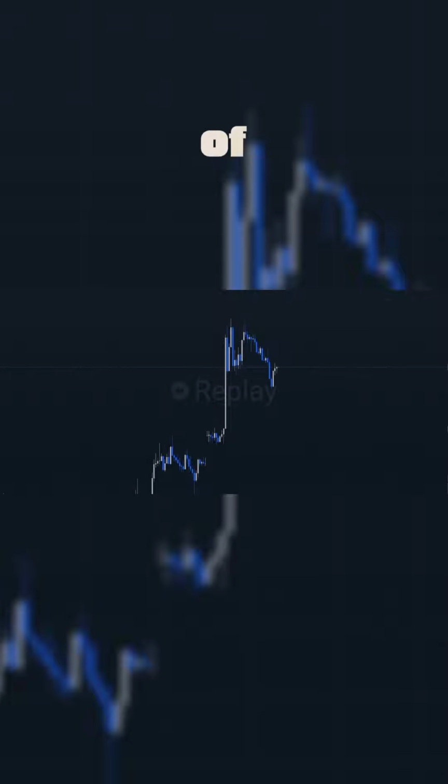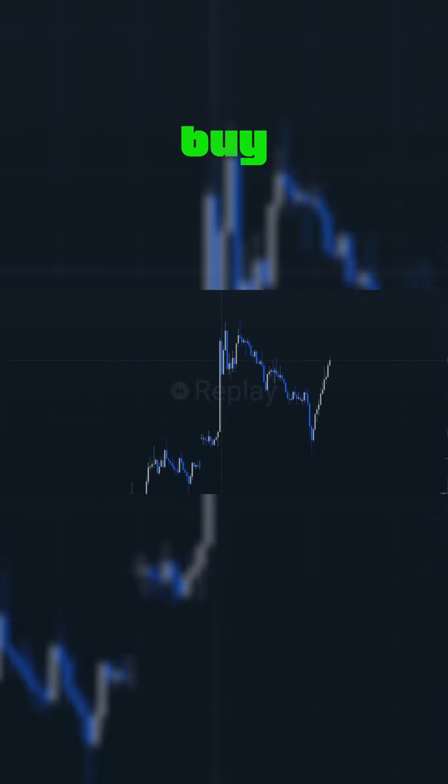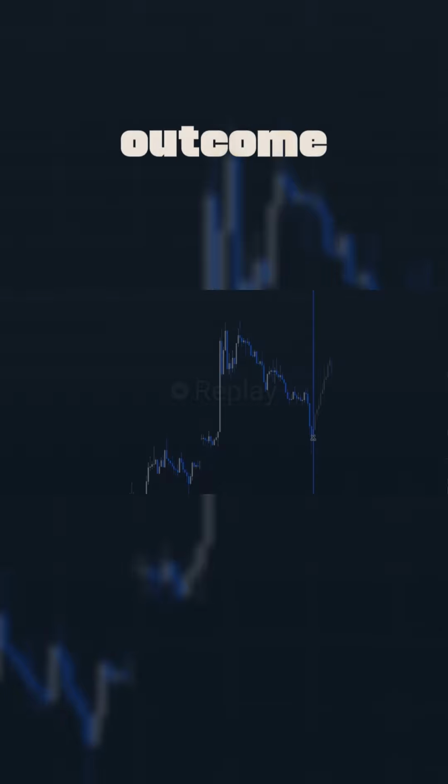Let's play a game of guess the direction. You've got 5 seconds to predict where the price will go. 5, 4, 3, 2, 1. What's your guess? The correct answer, buy. Now let's analyze the outcome together.